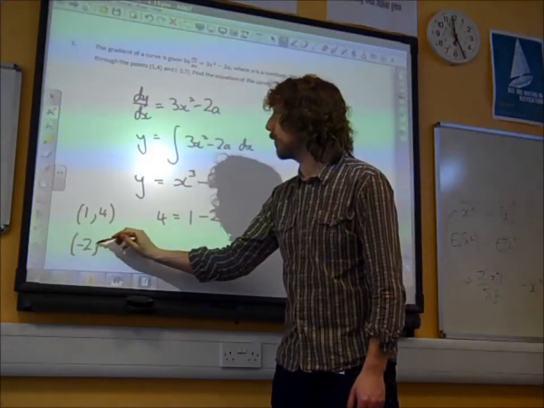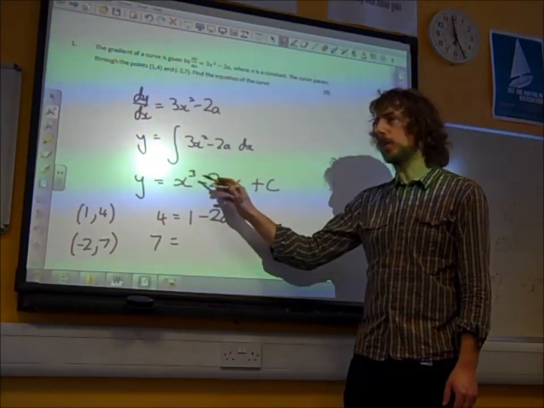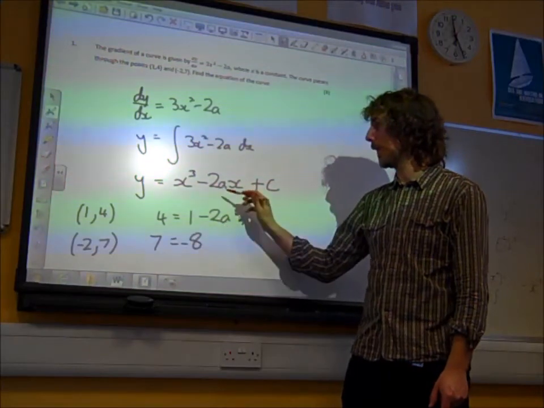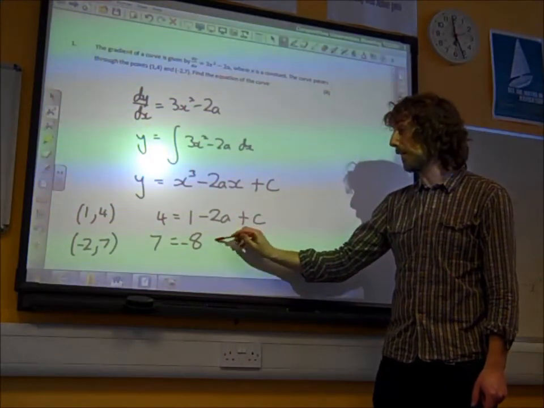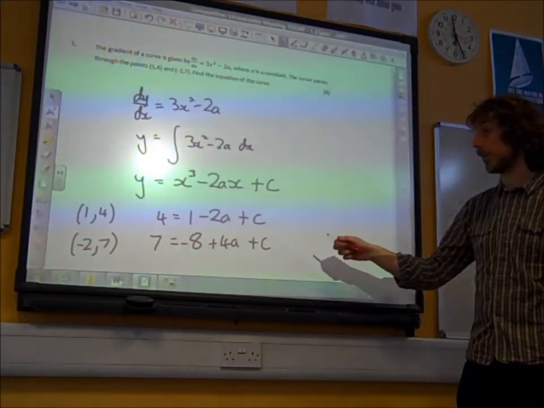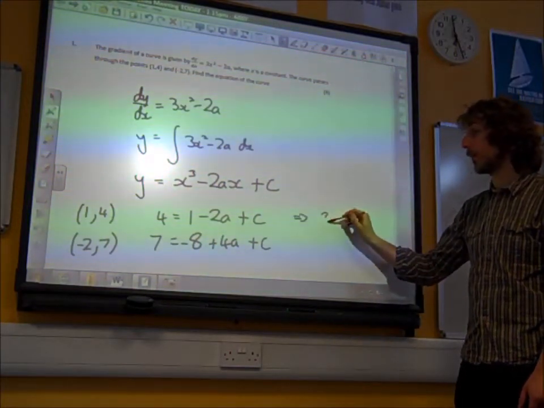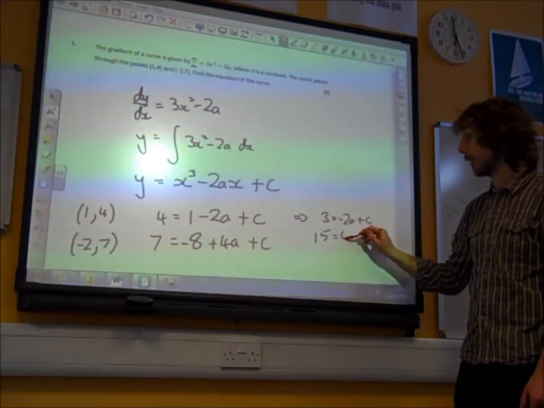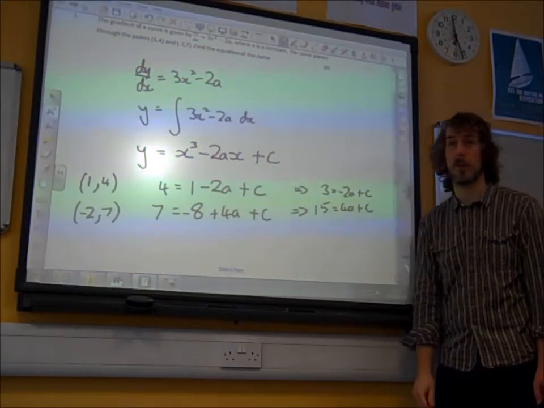We also had this going through the point minus 2, 7. That tells us that 7 is minus 2 cubed. Now hang on, what is minus 2 cubed? It's negative 8, isn't it? Minus 8. Minus 2a times minus 2. So I think that makes that plus 4a plus c. So we're looking for these 2 equations, which if we simplify these a bit, they actually might be better written as being 3 equals minus 2a plus c, and 15 equals 4a plus c. There we go, we've got simultaneous equations to deal with.